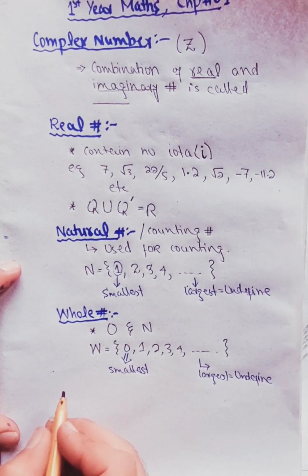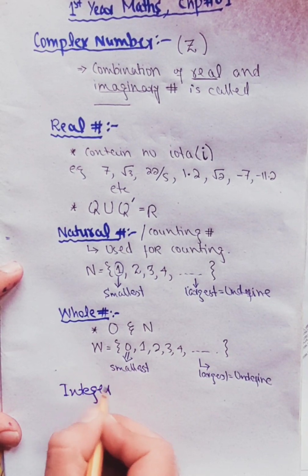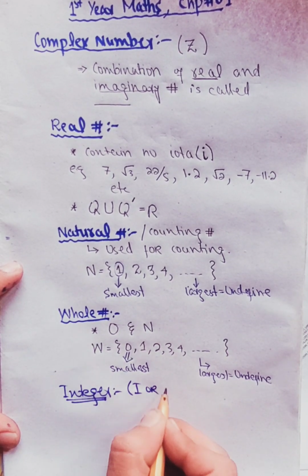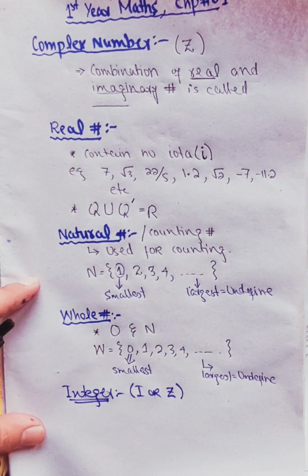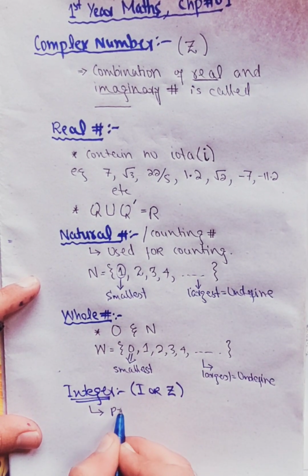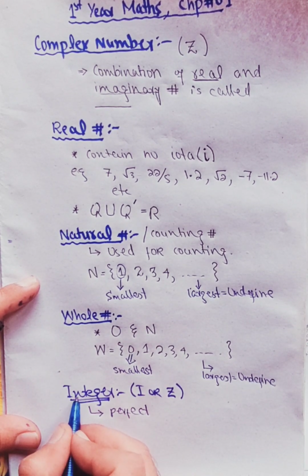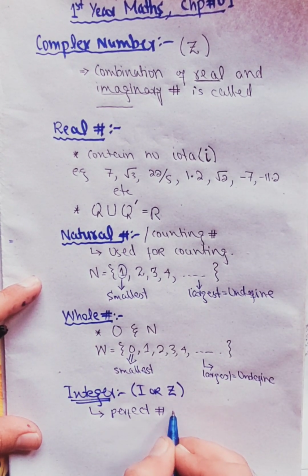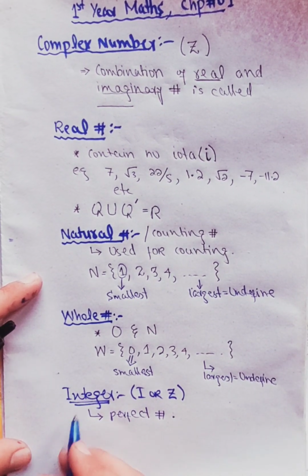Then we have integer. This is very important. Integer is denoted by I or capital Z. So what is integer number? A perfect number in mathematics is called an integer. We can define it in this manner. The word integer has been derived from a Latin word which means perfect. इसमें decimal, under root ये चीज़ें नहीं होतीं.